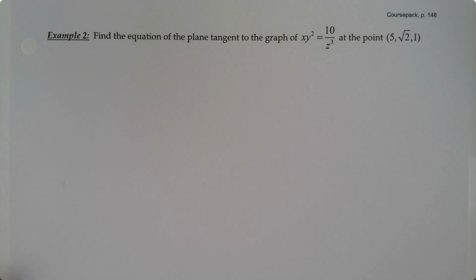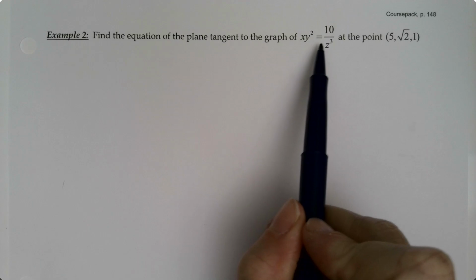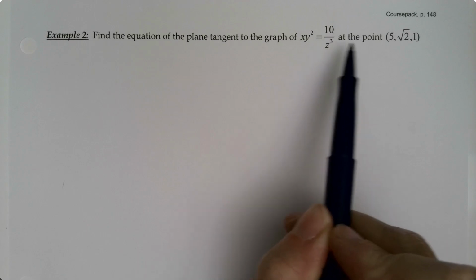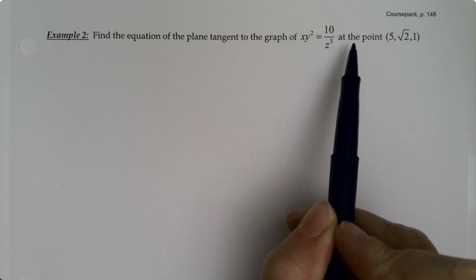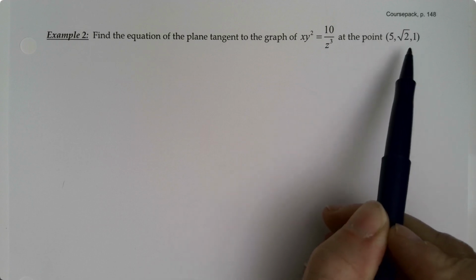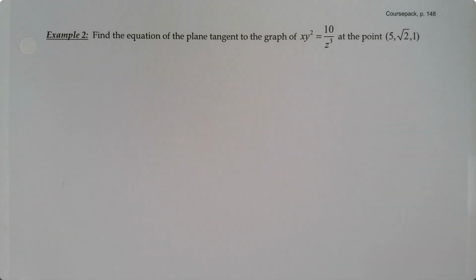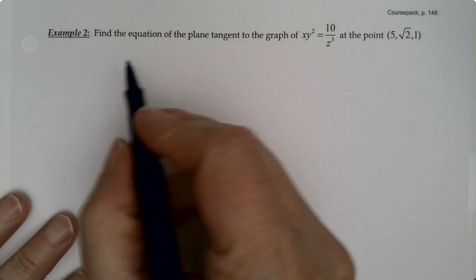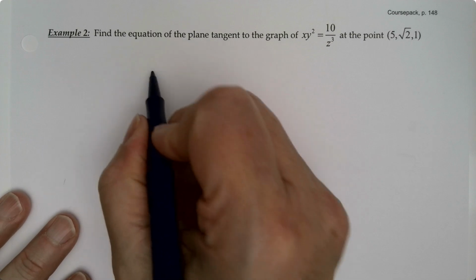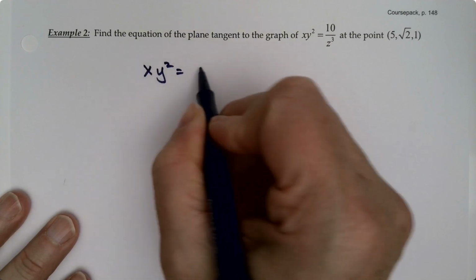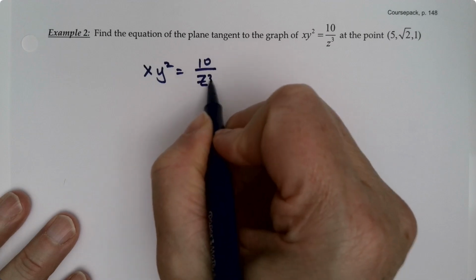Let's do one more example to make sure we know how to find the equation of the plane tangent to a graph. So we have this graph, xy squared equals 10 over z cubed, and we want to find the tangent plane at the point (5, square root of 2, 1). Remember, the first thing we need to do is make it so that this is equal to a constant. And this is no good for us. So we have xy squared equals 10 over z cubed.